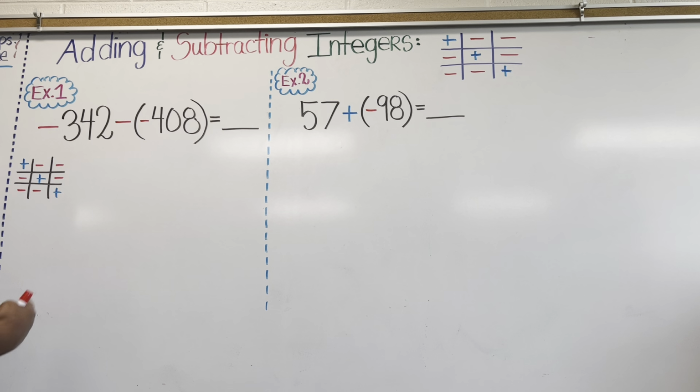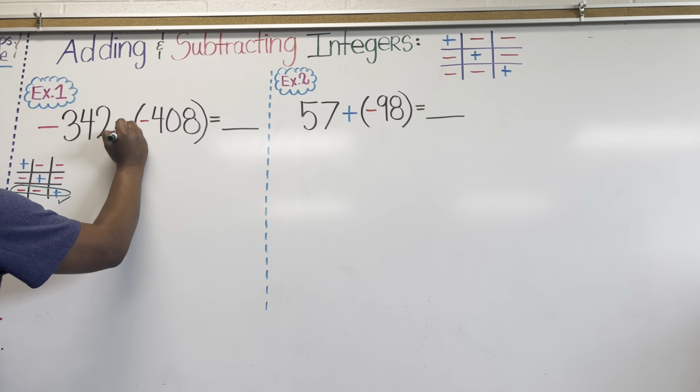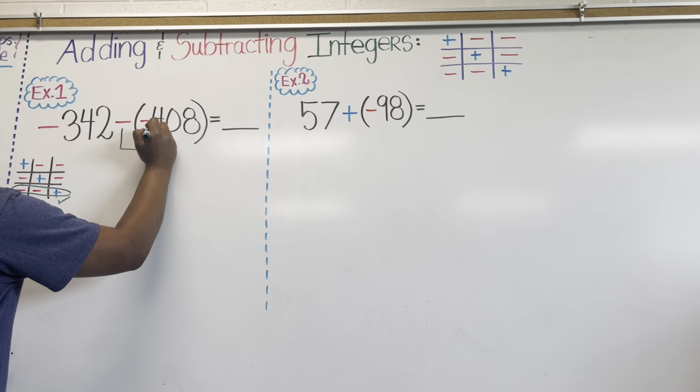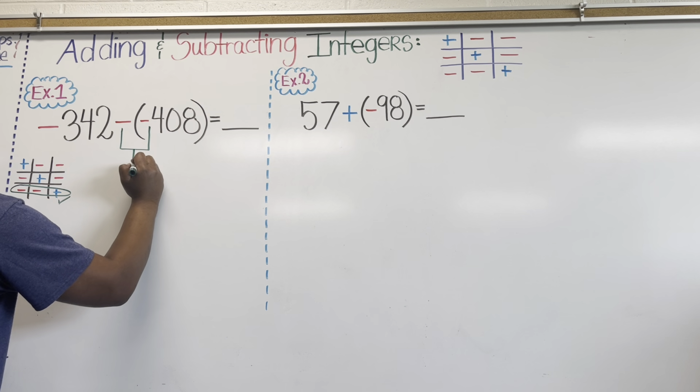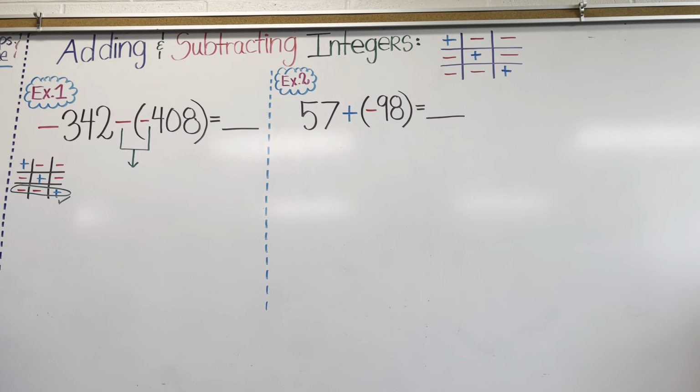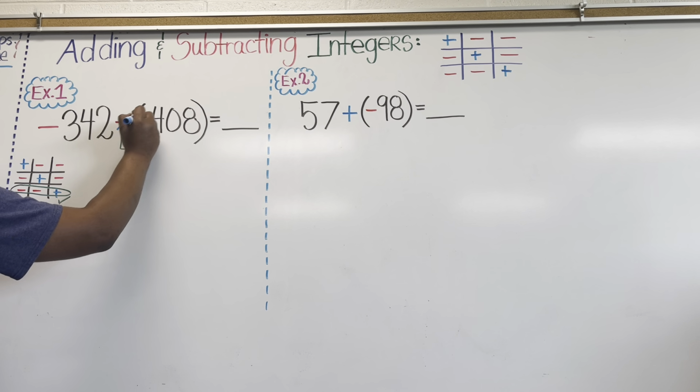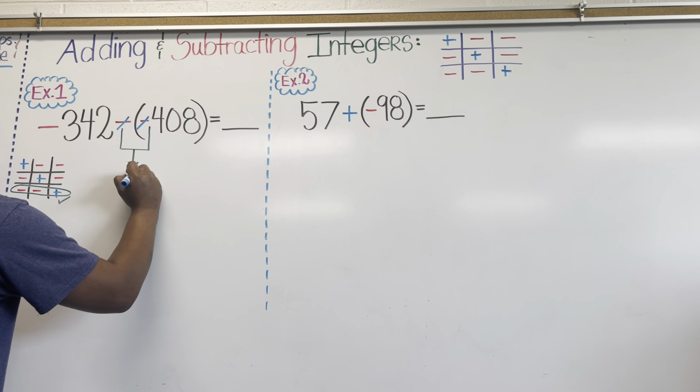Like, for example, it says minus a negative 408. Minusing a negative is just like adding a positive. And here's the reason why. For us to tic-tac-toe, if I have two negative signs, it's going to equal a positive. Okay? So that means that these two signs right here are going to cancel out, and I'm going to put a plus sign, or a positive sign, all right? So once again, a negative and a negative equals a positive.